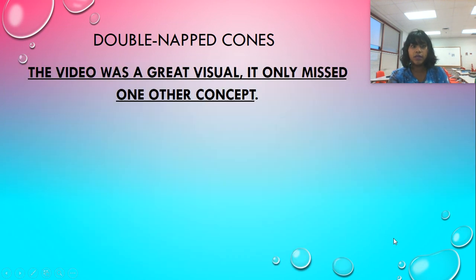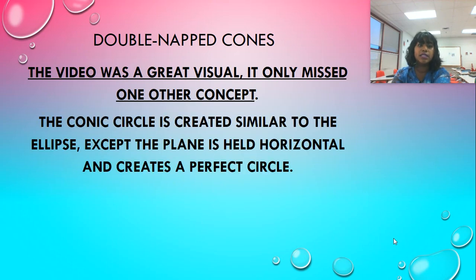All right. We don't need to know about degenerate conics. Mostly I wanted you to see the three-dimensional visual aid that was created. And so that's actually where our conics come from. But we did miss one concept. The conic circle is created similar to the ellipse, except the plane is held horizontal to create a perfect circle. And when we talk about eccentricity, this is going to be an important concept: what eccentricity zero and what eccentricity one mean, and what the values in between are and how they affect our conics.